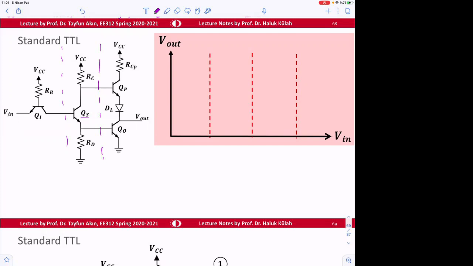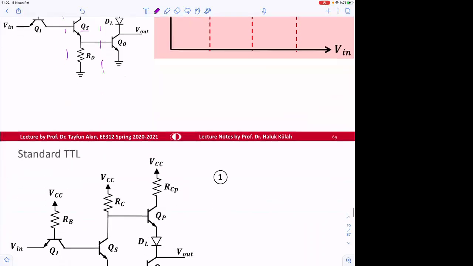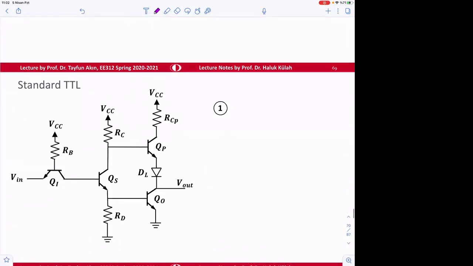And then, you know, we can look at the values that creates this. Okay, so in the operation, we will be going back and forth to see how this is operating. Okay, so we will look at the extreme case where the input is 0 first. Okay, let's look at the case where the input is 0.